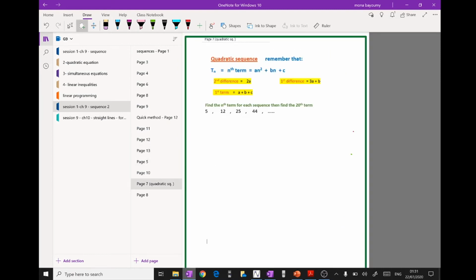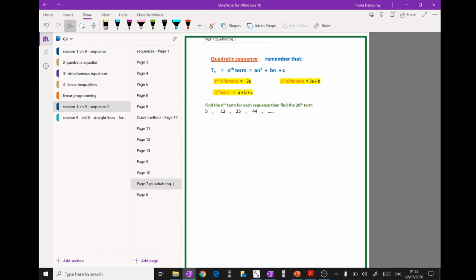Now we will talk about the quadratic sequence. How can we know the quadratic sequence? If the first difference is not common, this means the sequence is not a linear sequence. What do we have to do in this case? In this case, we have to find the second difference. If the second difference is common, this means the sequence is a quadratic sequence. What's the meaning of quadratic sequence? Quadratic sequence means the nth term is a power of 2.